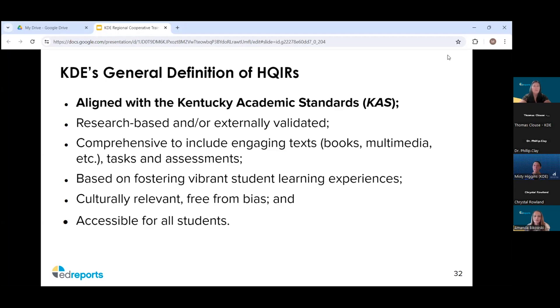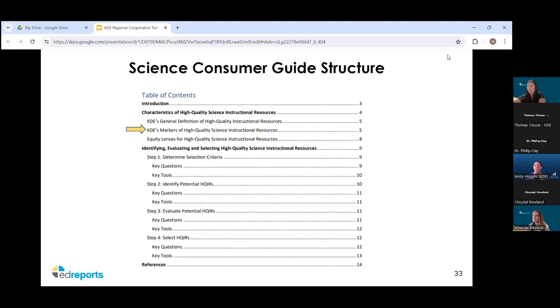And as you can see, first and foremost, for something to be considered a high quality instructional resource, it must be aligned to the Kentucky academic standards for the content area. To help understand what that looks like in science, the next subsection is going to highlight the specific markers that should be considered when identifying and evaluating resources to ensure alignment to the Kentucky Academic Standards for Science.